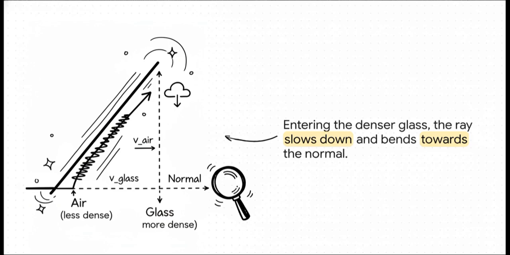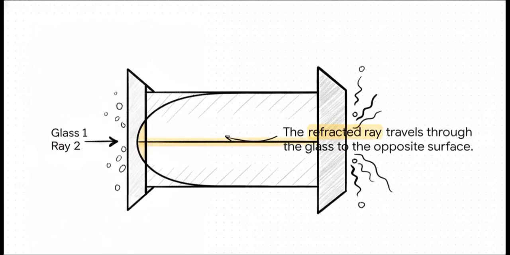And here is the first crucial rule you've got to remember. When light slows down, it bends towards an imaginary line we call the normal. The normal is just a line drawn at a right angle to the surface. Think of it as our baseline for measuring the bend. So now our light ray is traveling in a new straight line, but this time through the glass, until it gets all the way to the other side, and it's about to go through another change.